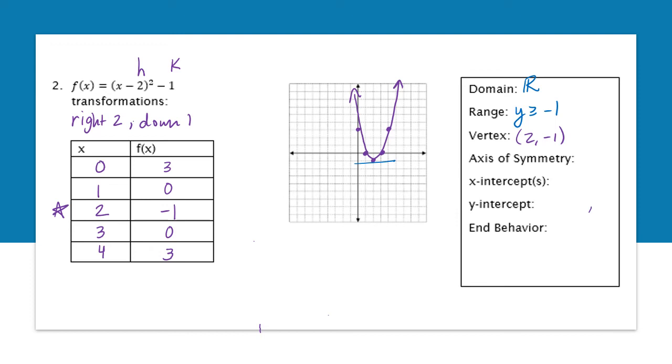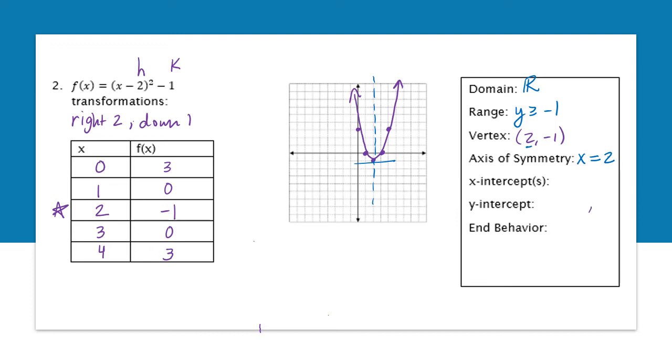Axis of symmetry: now that I know my vertex, I know that it's going to be x equals 2, because that's the x value of my vertex. And again, if you draw in a vertical line at x equals 2, you can see that it cuts my parabola exactly in half. So it's symmetric on both sides. X-intercept and y-intercept, that's something that's kind of new.